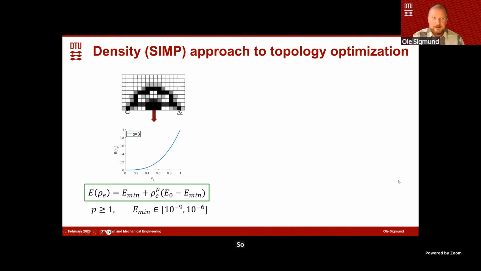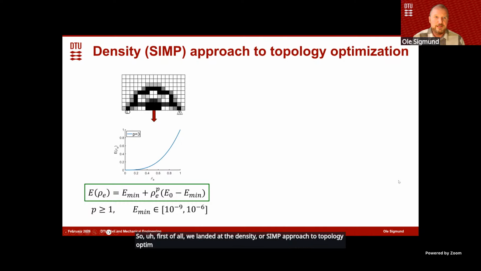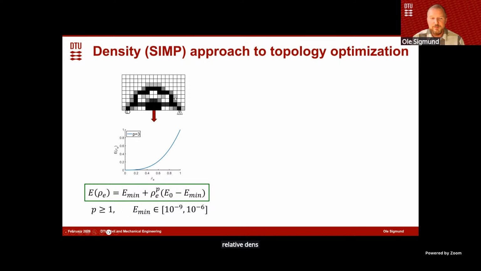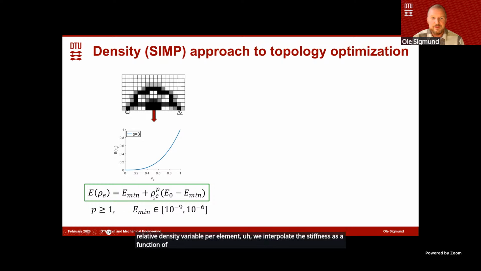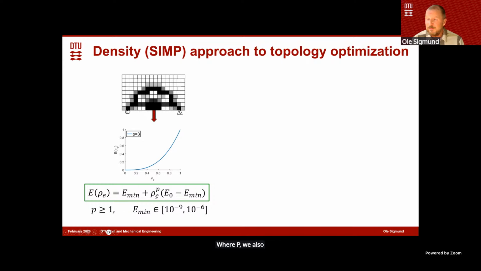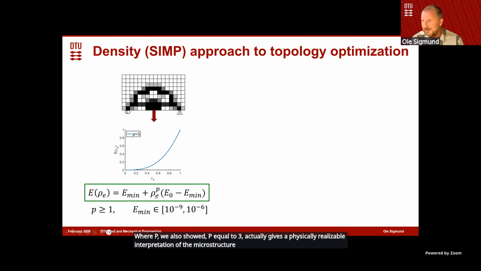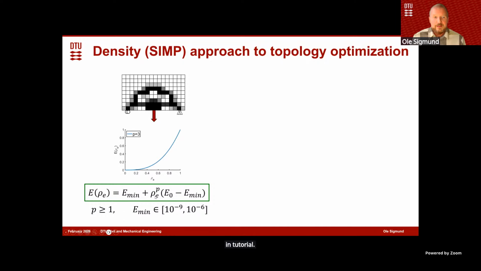First of all, we landed at the density or SIMP approach to topology optimization. That's where we discretize the design domain and have one relative density variable per element. We interpolate the stiffness as a function of the density with this power law approach, where P equal to 3 actually gives a physically realizable interpretation of the microstructure also. And this realizability is also something I will come much more back into in the third tutorial. So this was a parameterization.